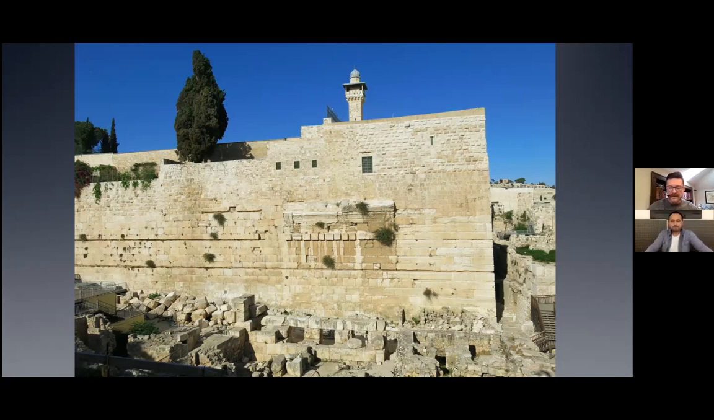This is a direct confirmation archaeologically of Jesus' words in Matthew 24 when he told his disciples, not one stone will be left upon another, all will be cast down. And there you can see it at the base of the wall.